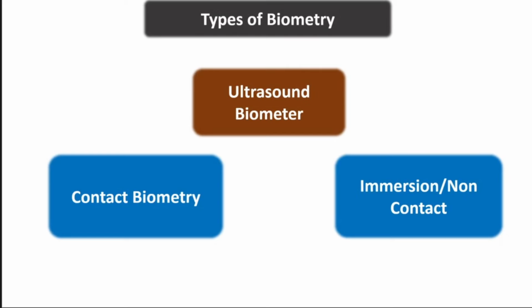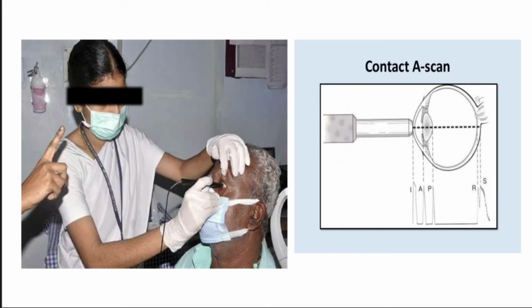Alright, so now let us talk about these various types of ultrasound biometers. We have the contact biometer and the immersion or non-contact biometer. Let's see first the contact A-scan, also known as the applanation A-scan or biometry. I personally don't like to call it that, because ideally you're not supposed to applanate when carrying out a contact A-scan. You're just supposed to touch the probe to the patient's eye. Compression or any sort of applanation will lead to inaccurate readings in contact biometry.